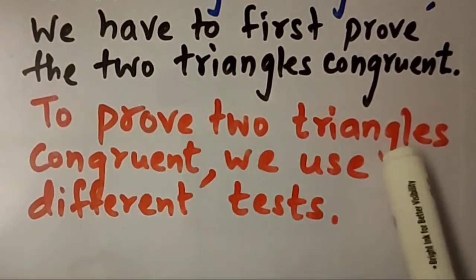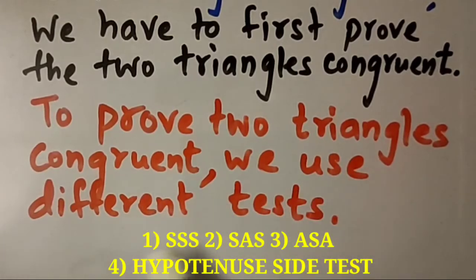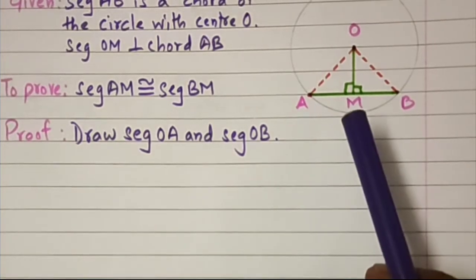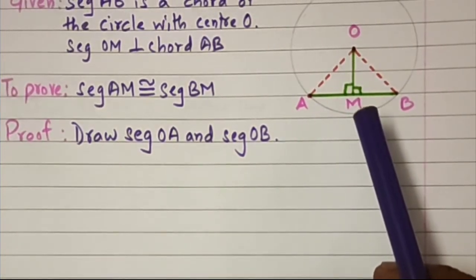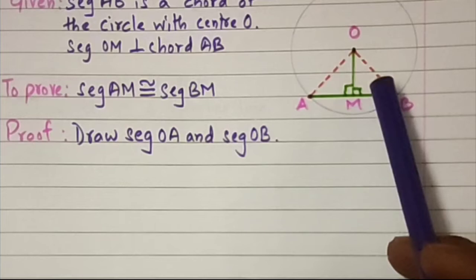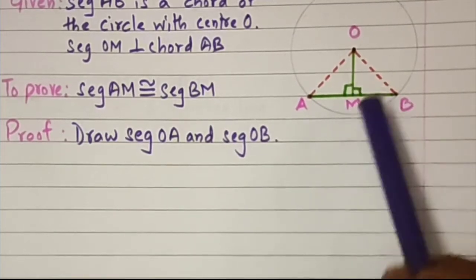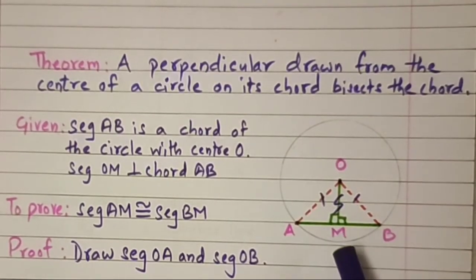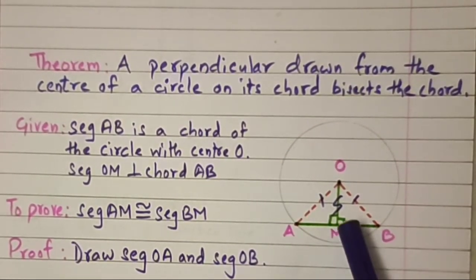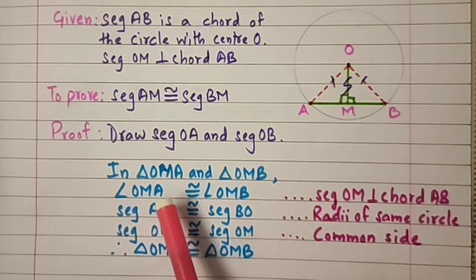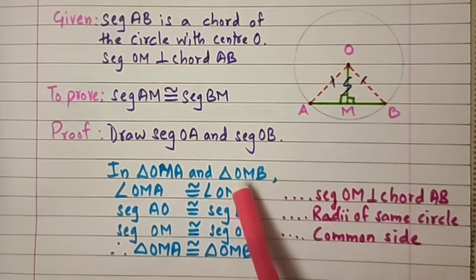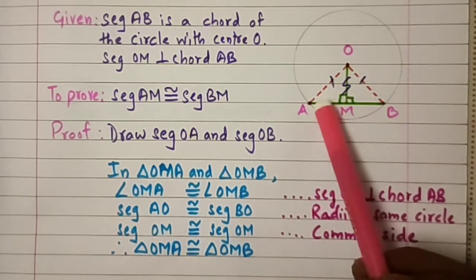Now to prove two triangles congruent, we use different tests. Now as we know that any test has three congruent elements. So in these two triangles, we have to first of all identify the three congruent elements. Now I have made markings on the congruent elements. Now I have written the elements here once again. As you can see, in triangle OMA and triangle OMB, we have to take the correct correspondence.